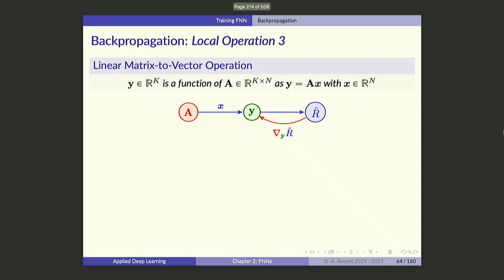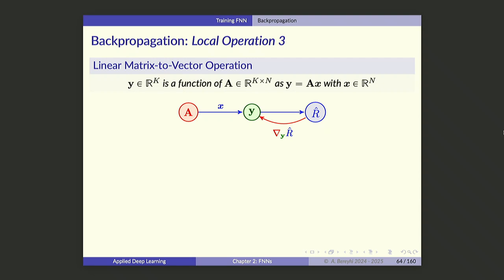Now, last thing. I have A here, and A is getting multiplied to x. Now, my variable is now A. Okay? So A is the guy who I can change, and x is fixed. A is getting multiplied to x, one vector, and it's giving me one vector, y. Okay? And out of that y, I am computing r hat. And I do know the gradient of r hat with respect to y. I now want to compute the gradient of r hat with respect to A.